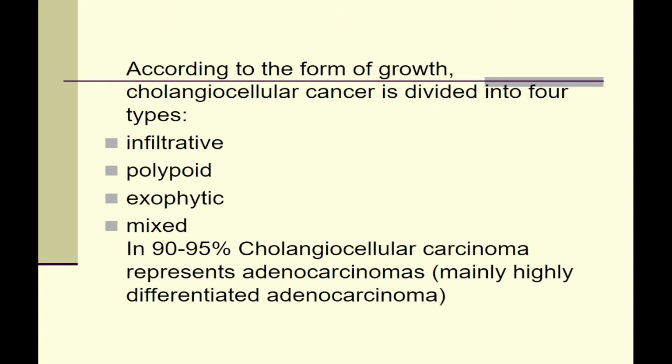According to the form of growth, cholangiocellular carcinoma is divided into 4 types: infiltrative type, polypoid type, exophytic type, and mixed type.